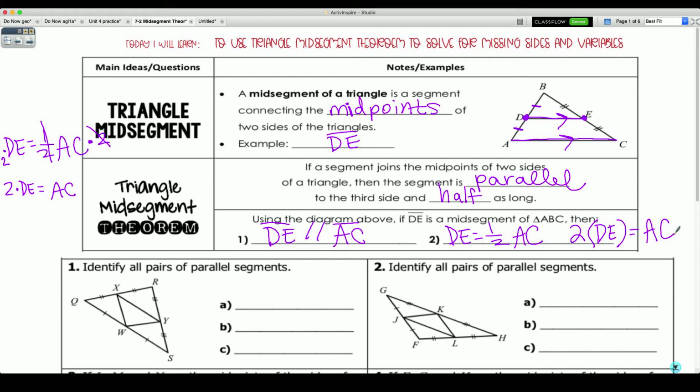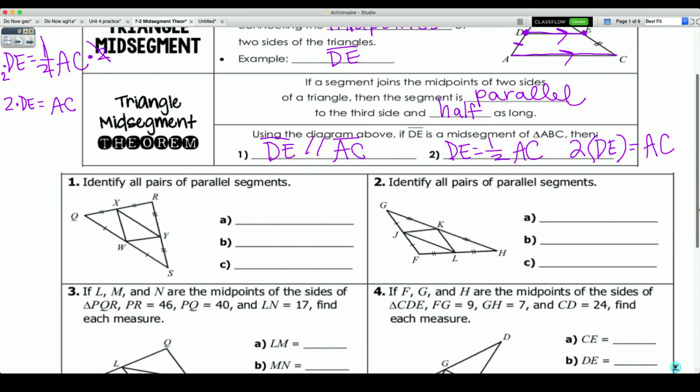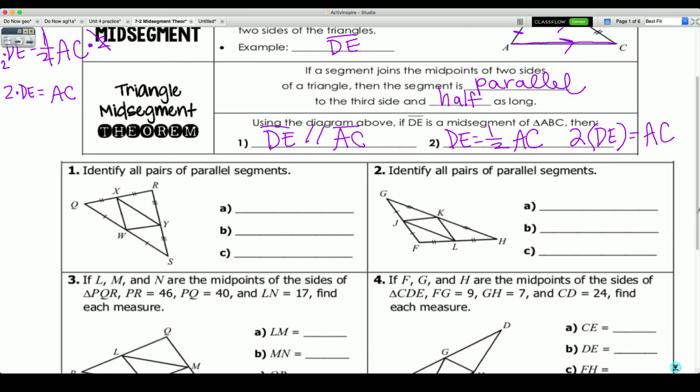So let's go ahead and identify our parallel segments. So no math yet. You're just identifying what segments are parallel. Okay, so I'm going to start with XY. That is my midsegment. XY is parallel to, what is the only side that it is not touching on the big triangle? Q to S. Very good.